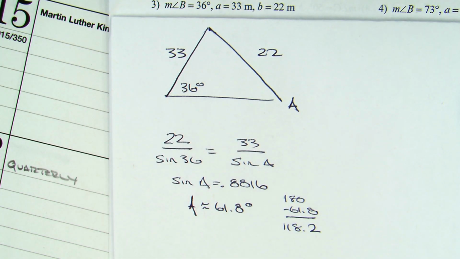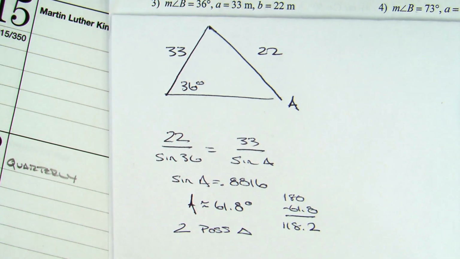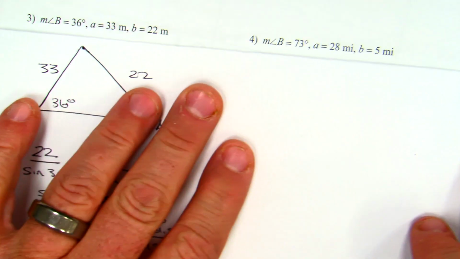So 61.8 is definitely going to work. One of them is definitely going to work, provided the sine works. We'll talk about that in a second. But would 118.2 also work? Yes. So when both the angle you get with the calculator and its supplement work, you have how many possible solutions? 2. So that is one where there is 2 possible triangles. Make sense? All right, now number 4.